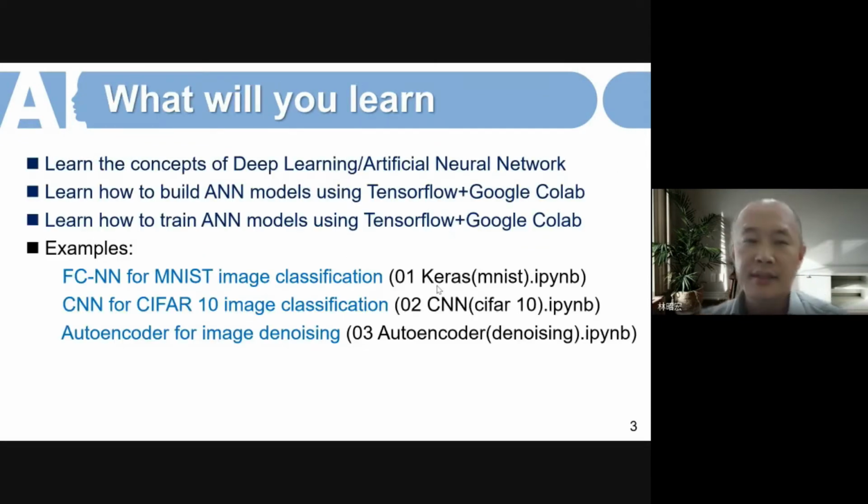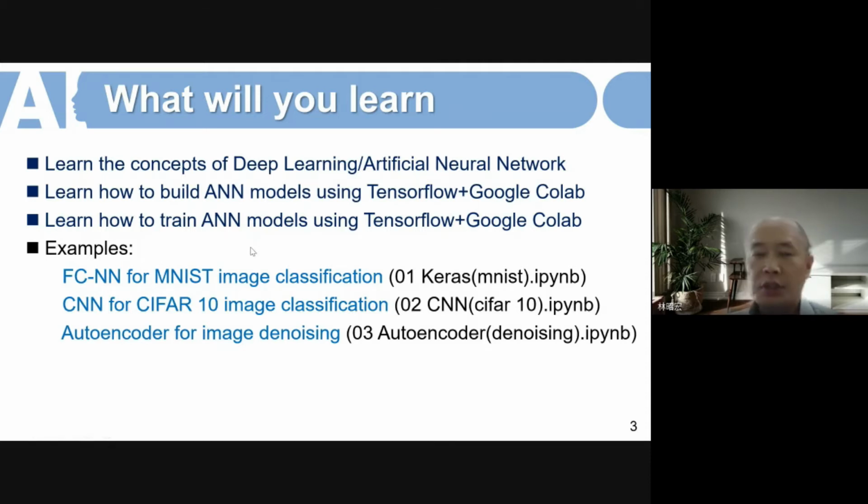In this lecture, you will learn the concept of deep learning, which we can also call the artificial neural network, an extension of ANN. You will learn how to build ANN models using TensorFlow and Google Colab. We will use Keras, which is built on TensorFlow. You will also learn how to train ANN models.